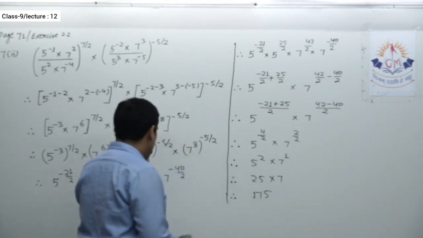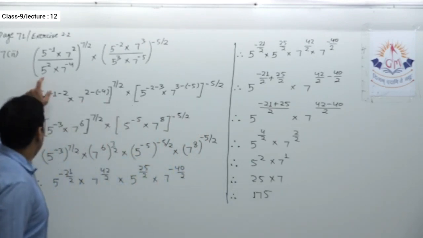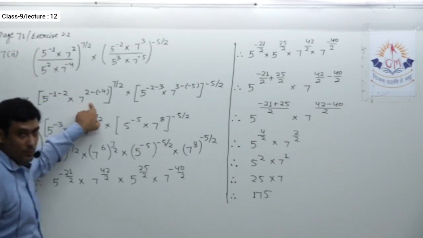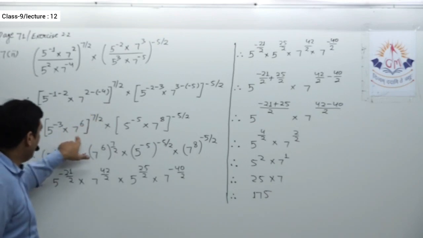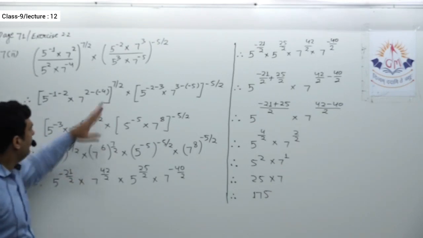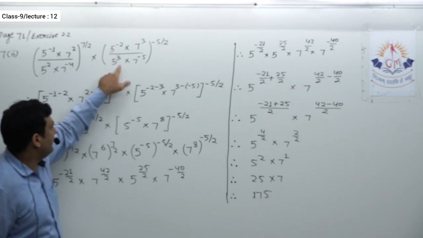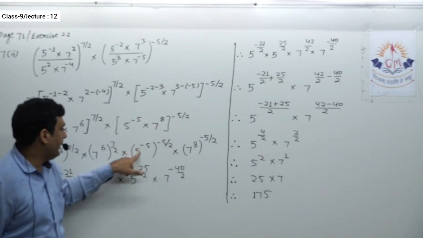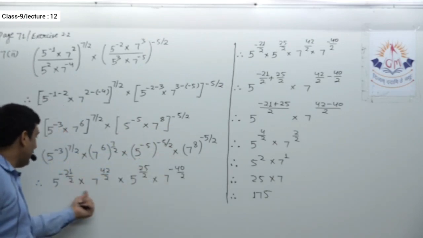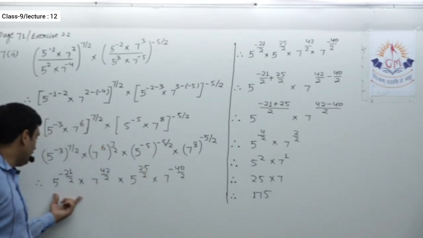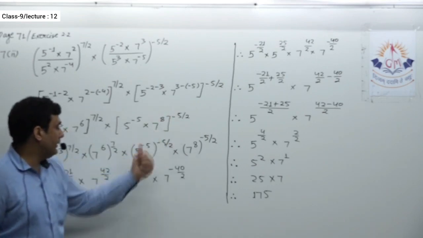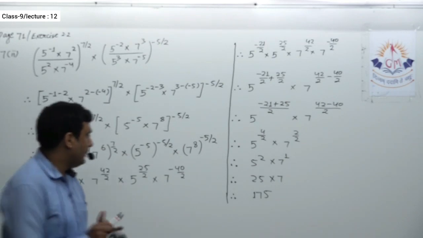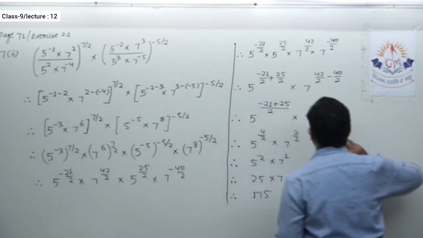Okay, I hope this is clear to you. So here what I did, first I took the powers of 5 and over here I took the powers of 7, then simplified and then I applied the power law. I did the same thing over here. First I took the power of 5, then power of 7. After simplification I applied the power law. Then again after getting these four terms, again I took the powers of 5 together and powers of 7 all together, and then after simplification I will get my final answer, that is 175.